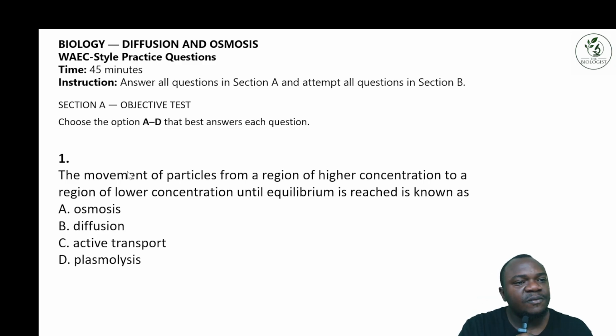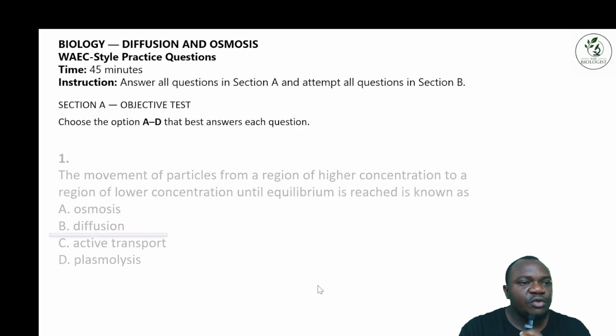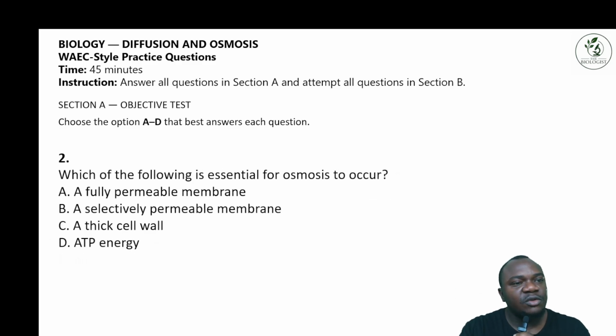So the first one, the movement of particles from a region of higher concentration to a region of lower concentration until equilibrium is reached is known as osmosis, diffusion, active transport, and plasmolysis. So that's a clear definition of diffusion. Okay, so if you watch my videos, you'll be able to get a clear understanding of that.